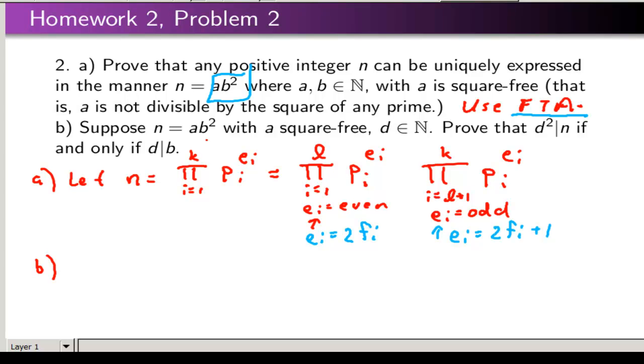Okay, so we'll go ahead and use some new notation for a, b, and d. Again, use the same set of primes. I'll let a be the product, i equals 1 to k, of pi to the ei. Now a is square free, so that would mean the ei's are zeros or 1. b can be any integer.